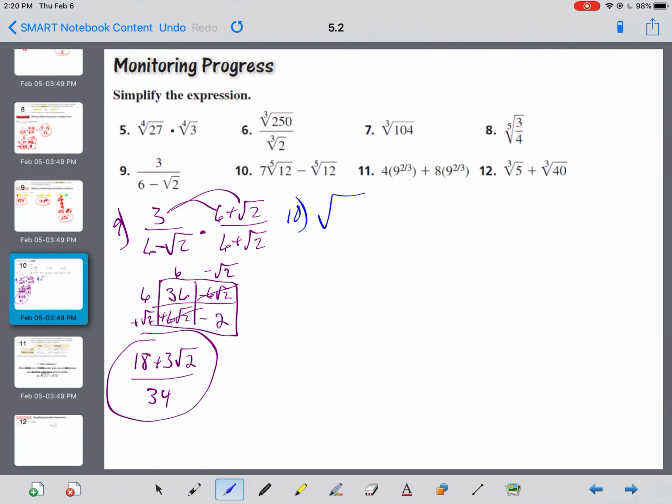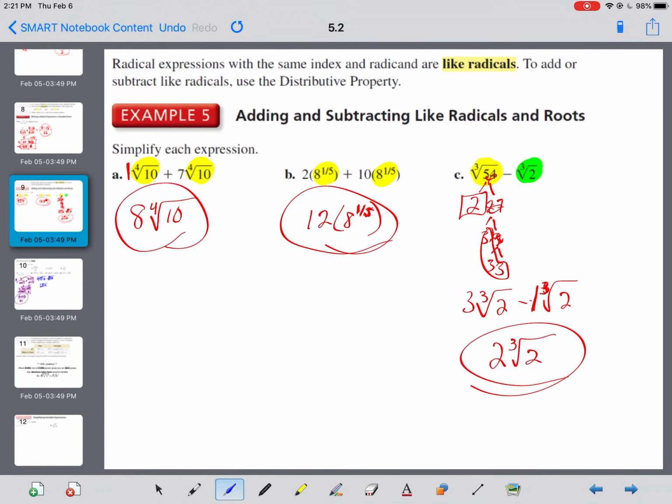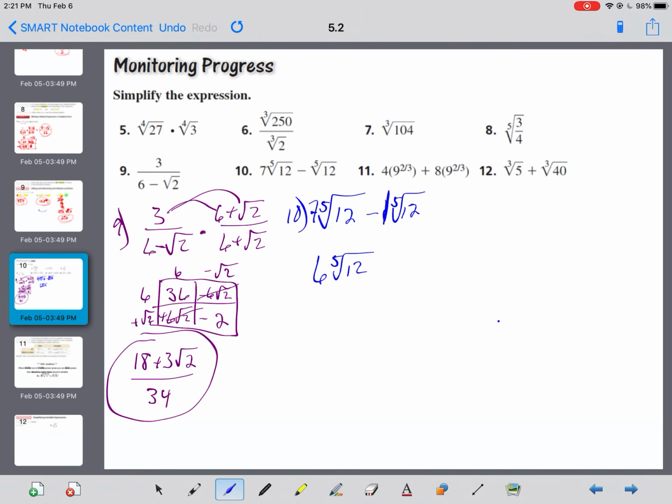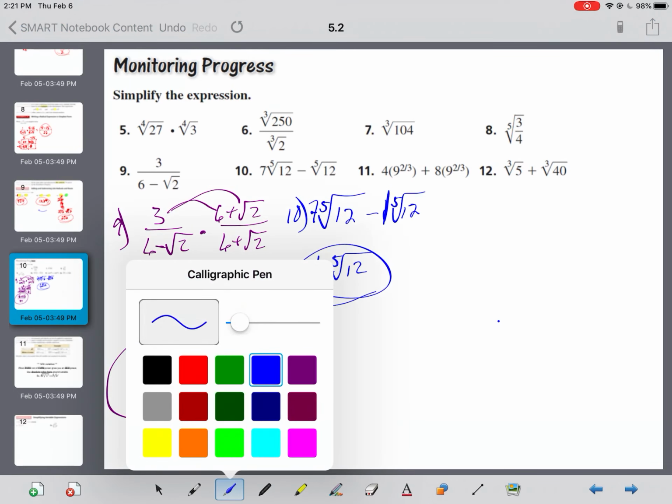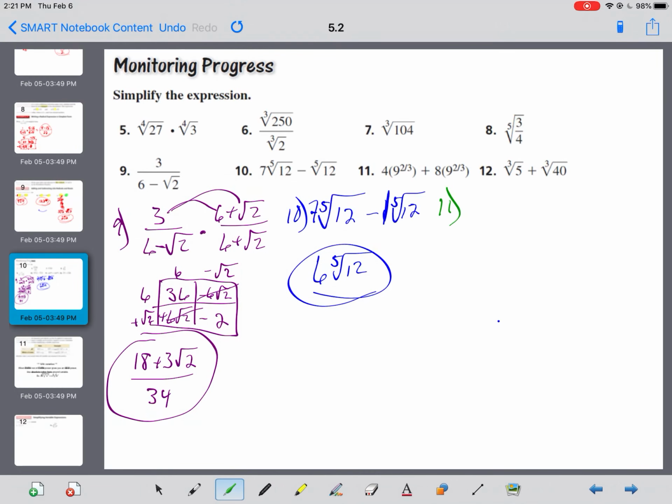Let's look at 10. 7 fifth roots of 12 minus a fifth root of 12. That's one of them. 7 of them minus one of them is 6 fifth roots of 12. 12 goes 3 times 4. 4 is a 2 and a 2. I don't have 5 anything, so whoa, hello. That one's done. Let's try 11.